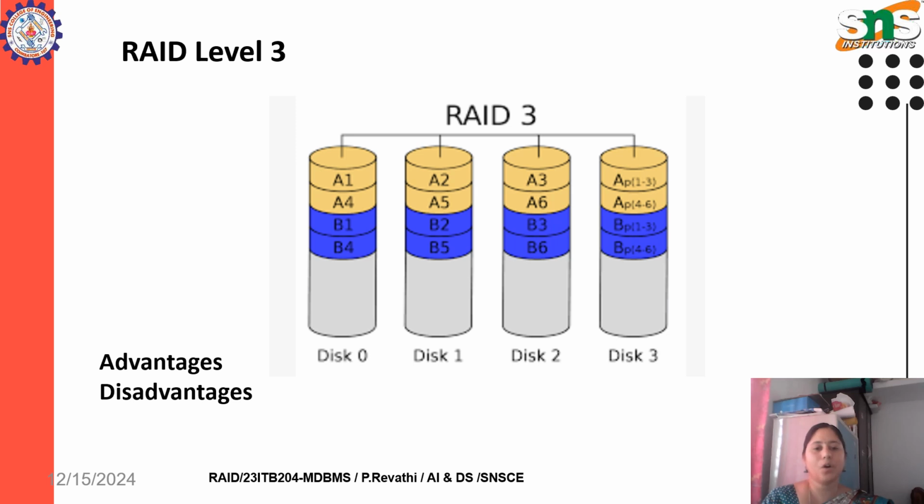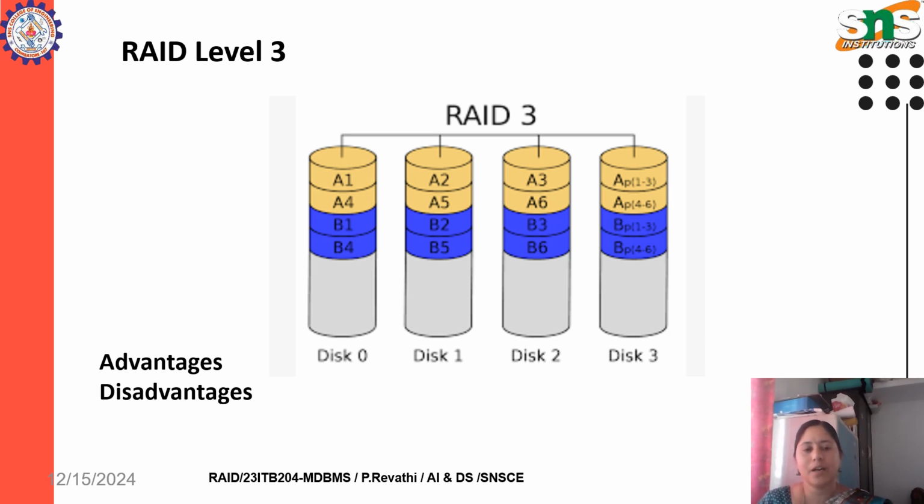The data block is subdivided and written on the data disk. Stripe parity is generated on writes, recorded on the parity disk, and checked on reads. RAID level 3 requires a minimum of 3 drives to implement.